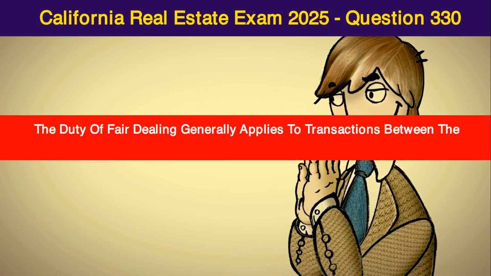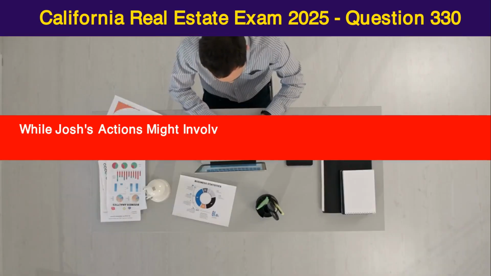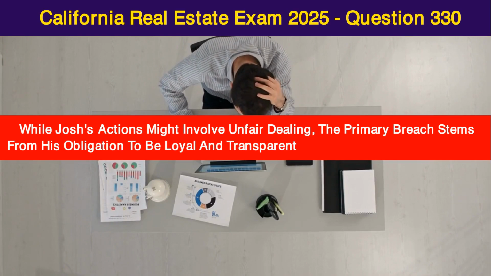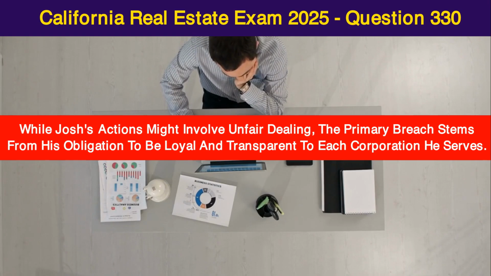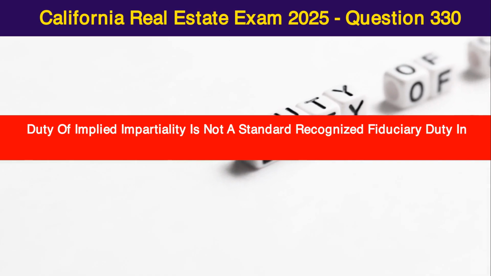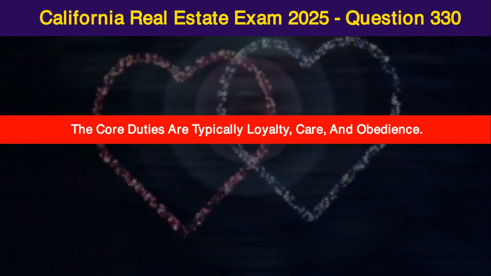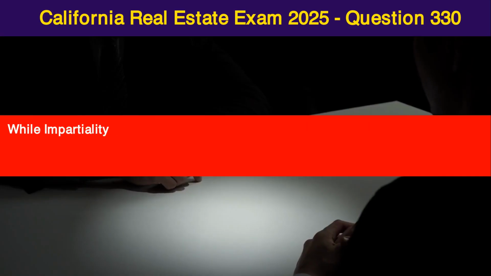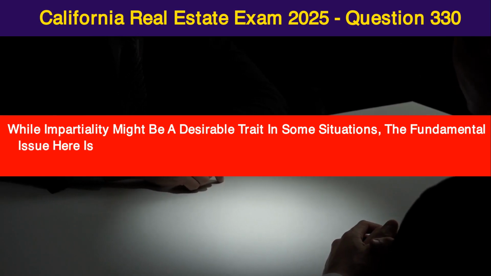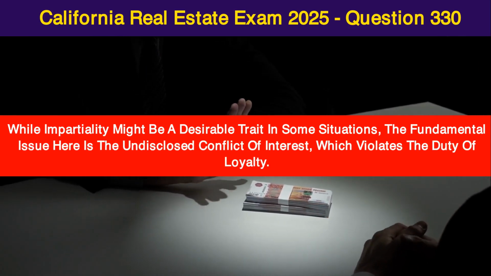The duty of fair dealing generally applies to transactions between the fiduciary and the beneficiary. While Josh's actions might involve unfair dealing, the primary breach stems from his obligation to be loyal and transparent to each corporation he serves. Duty of implied impartiality is not a standard recognized fiduciary duty in corporate law. The core duties are typically loyalty, care, and obedience. While impartiality might be a desirable trait in some situations, the fundamental issue here is the undisclosed conflict of interest, which violates the duty of loyalty.